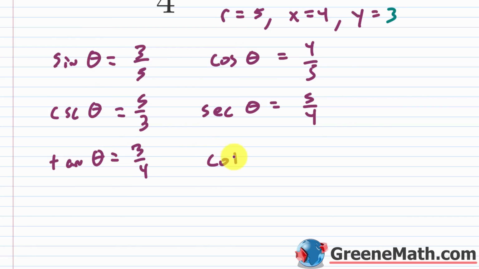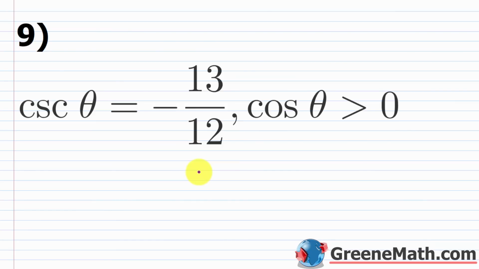And then lastly, for the cotangent of theta, you're just going to flip this tangent of theta, so that's going to be 4/3. So the sine of theta is 3/5, the cosine of theta is 4/5, the cosecant of theta is 5/3, the secant of theta is 5/4, the tangent of theta is 3/4, and the cotangent of theta is 4/3. All right, let's take a look at problem number 9.